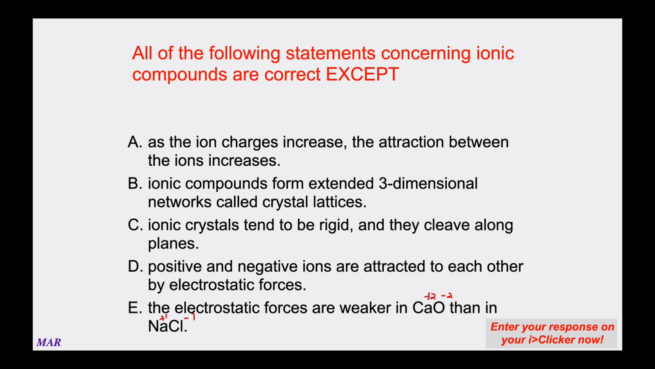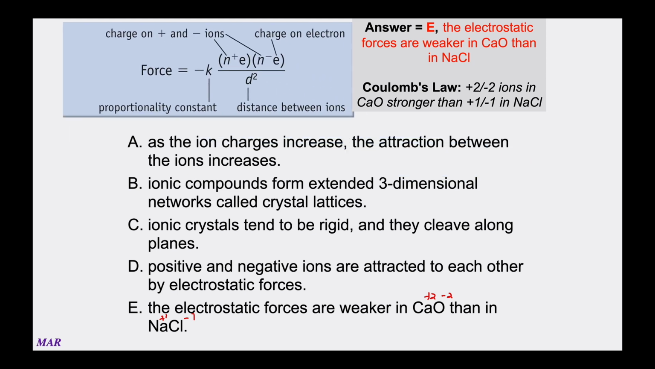So if you reread A, as the ion charges increase, the attraction increases. Calcium oxide has much higher ionic charges. So E is the false one. E is not true. This is Coulomb's law, all right?